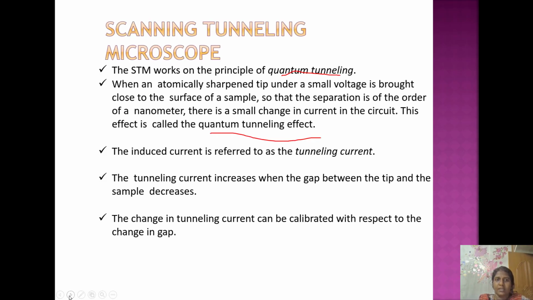Next one is the scanning tunneling microscope. This works on the principle of quantum tunneling. What is meant by the quantum tunneling effect? When an atomically sharpened tip under a small voltage is brought closer to the surface of a sample, so that the separation is of the order of a nanometer, there is a small change in current in the circuit. This effect is called quantum tunneling.